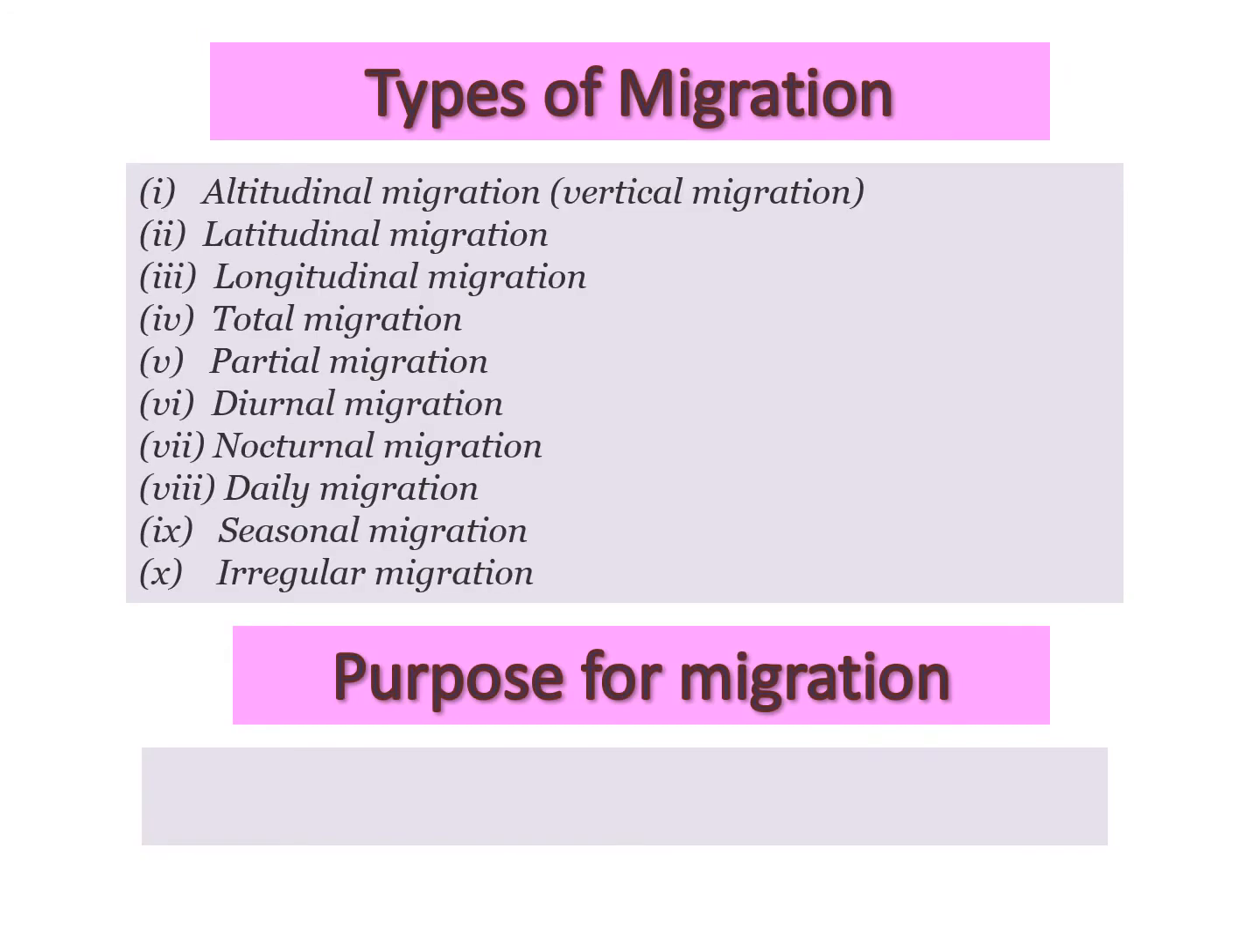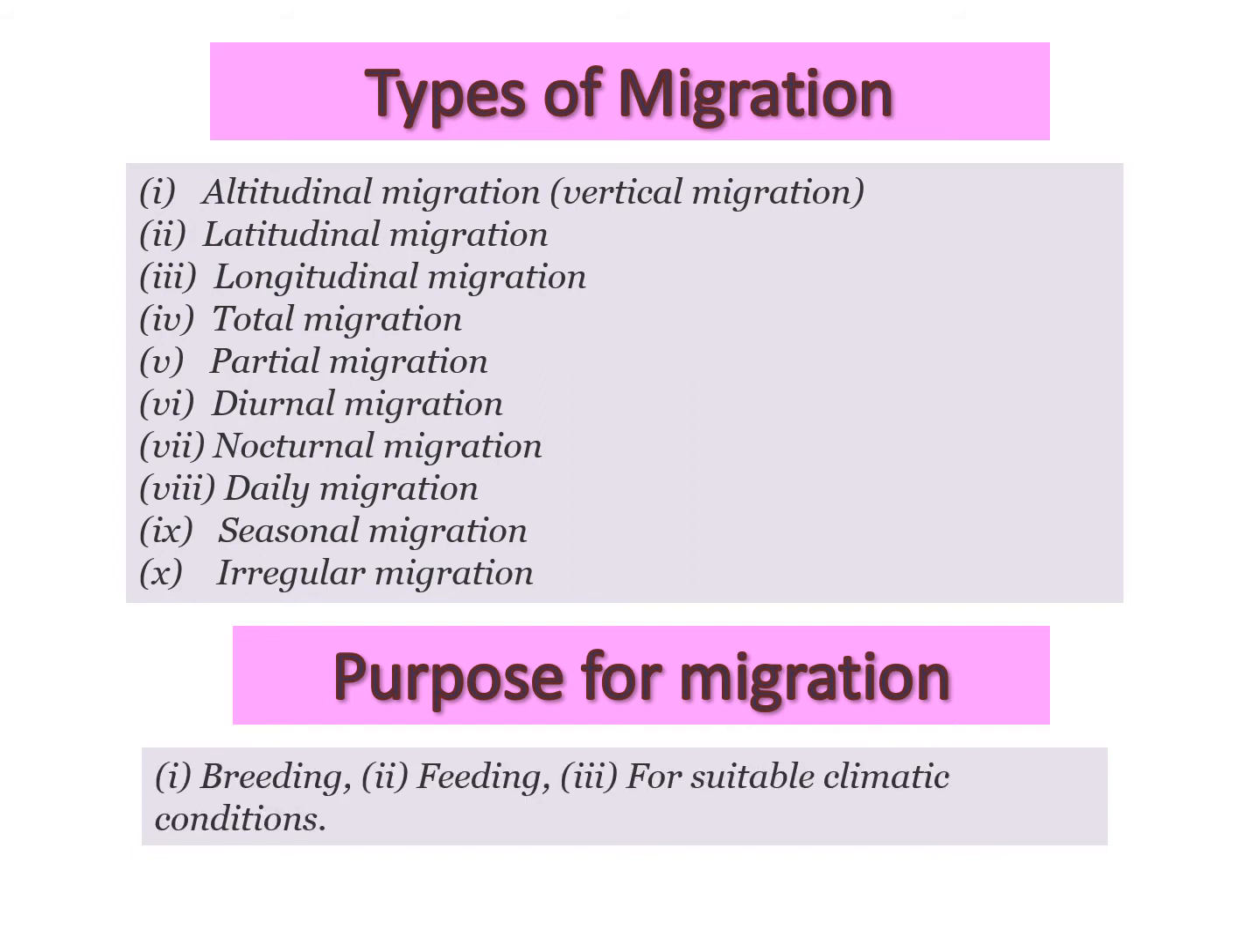Now, types of migration. Migration can be altitudinal, that is vertical migration, latitudinal, longitudinal migration, total migration, partial migration, diurnal migration, nocturnal migration, daily migration, seasonal migration, and irregular migration. And the purposes of migration are breeding, feeding, and suitable climatic conditions.